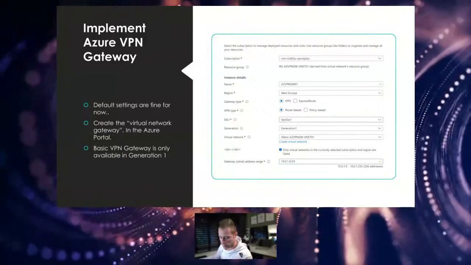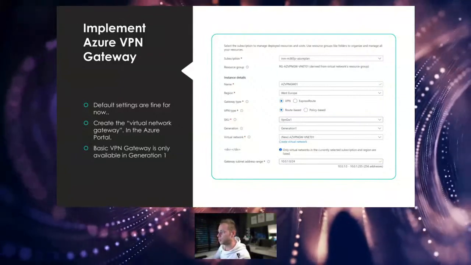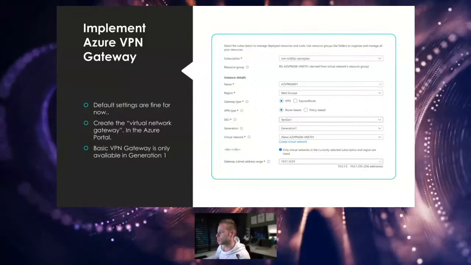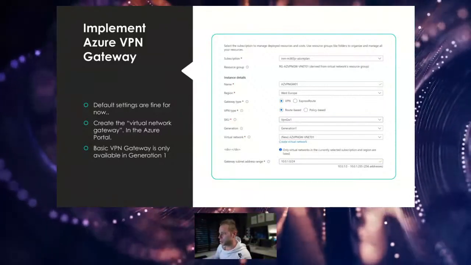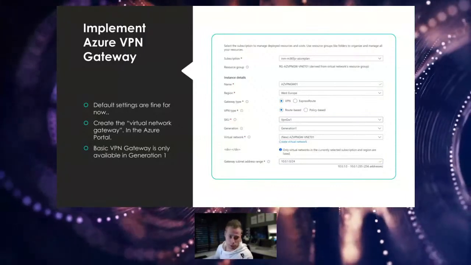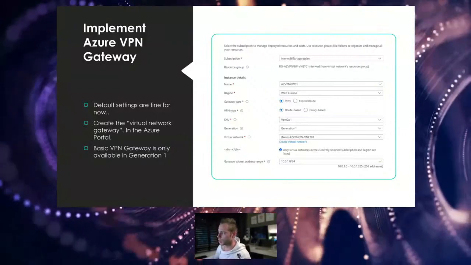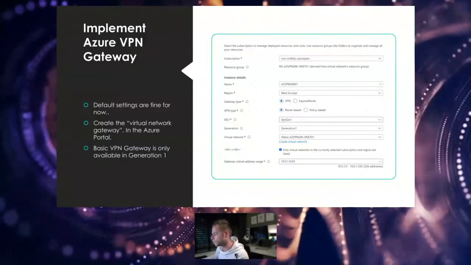This customer only had like 100 people, so we were good with the VPN Gateway 1, which is not the cheapest, but one of the cheapest SKUs available. And we chose generation 1, where generation 2 is available, but Gateway 1, the simplest one, is not available in generation 2. So we just pick generation 1, it's fine for now.